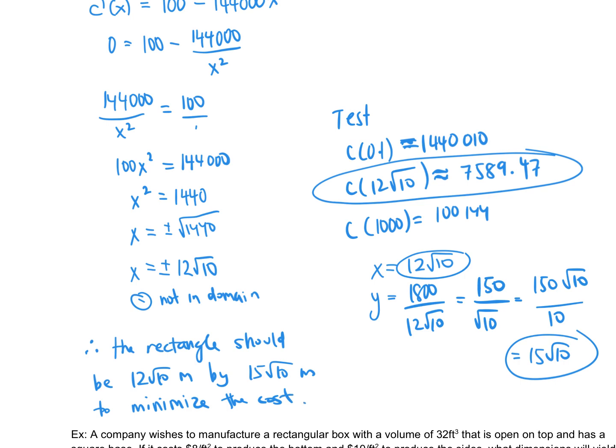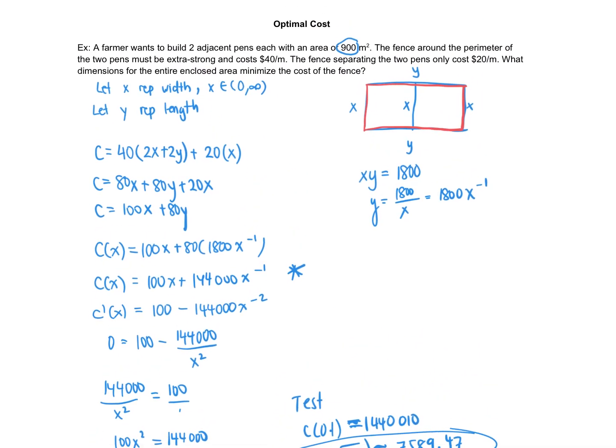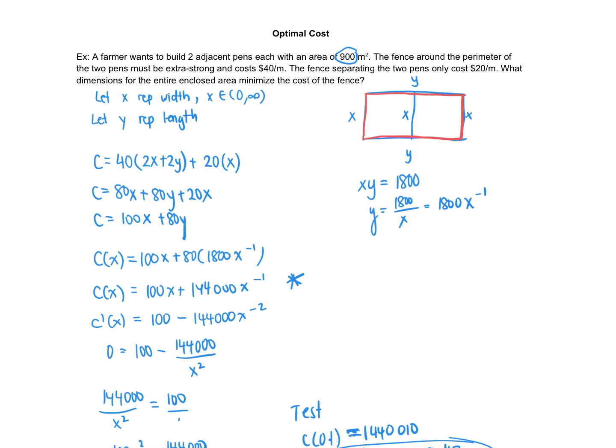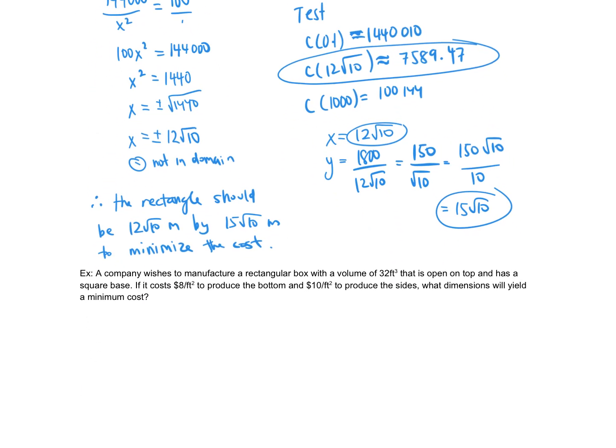So just to recap here, we were minimizing our cost, so we had to find a cost equation. We took into consideration which sides needed $40, which sides needed $20. Our side node equation, which also helped with our restriction, was from the area. And then we just took our derivative, got those critical points, and then did our test values.